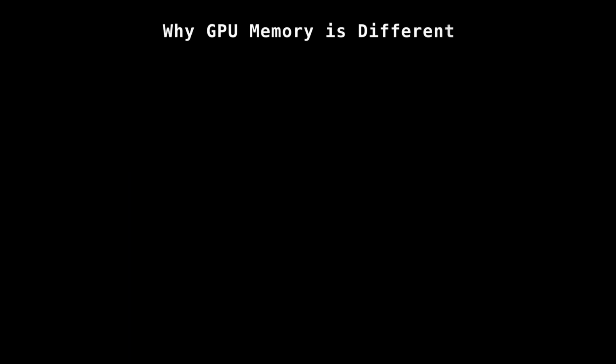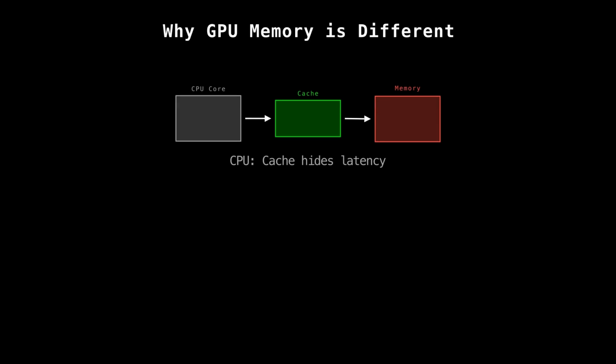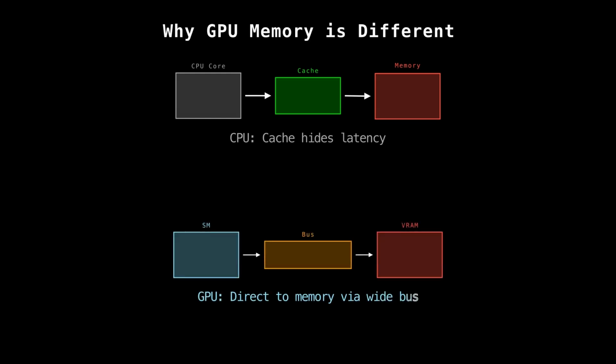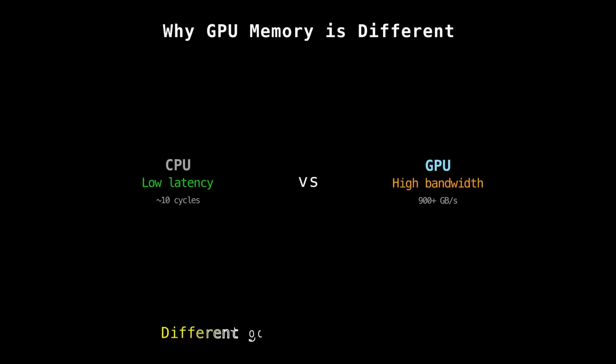But wait, why is GPU memory so different in the first place? CPUs have a secret weapon, the cache. It's like a personal assistant sitting right next to the cores. The CPU asks for one byte. The assistant grabs the whole neighborhood. Next request, all the data is already present. GPUs took a different bet. No middleman. Just a massive highway straight to the memory. The CPU wants fast answers, whereas the GPU wants bulk delivery. Both are valid, just a different approach.